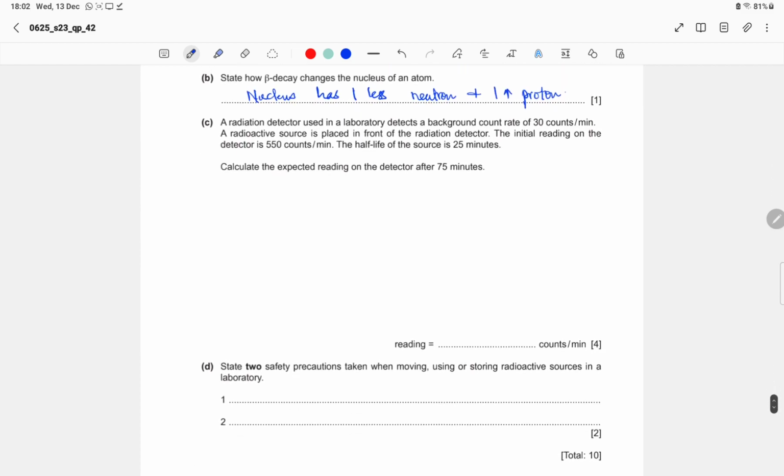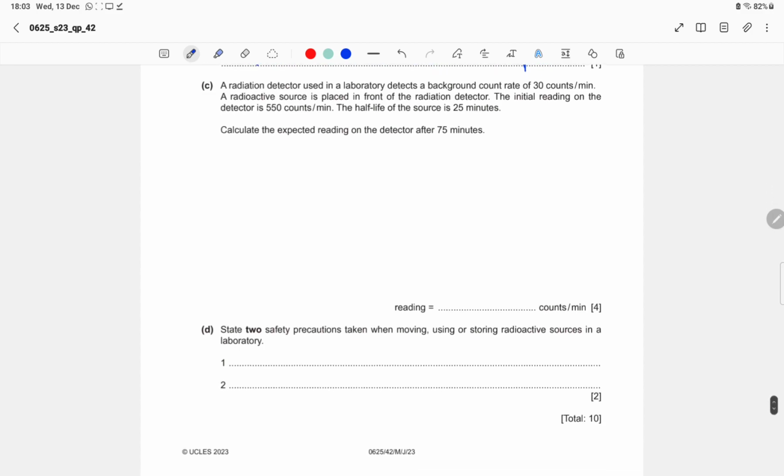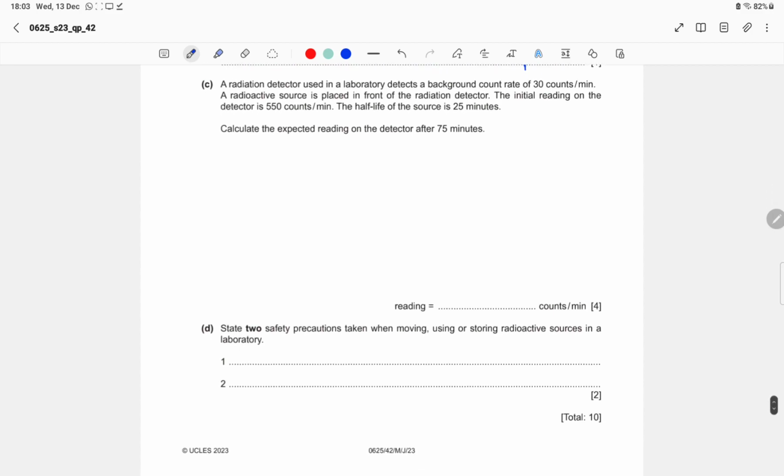A radiation detector used in a laboratory detects a background count rate of 30 counts per minute. A radioactive source is placed in front of the radiation detector. The initial reading on the detector is 550 counts per minute. The half-life of the source is 25 minutes. Calculate the expected reading detected after that.